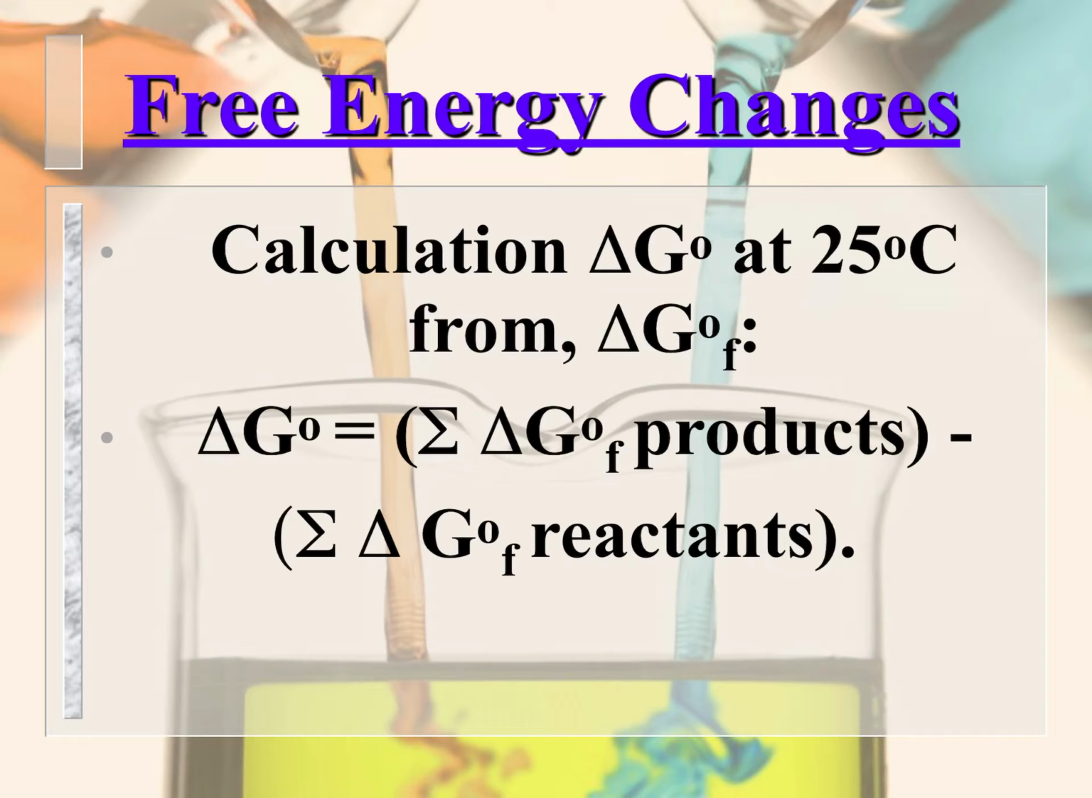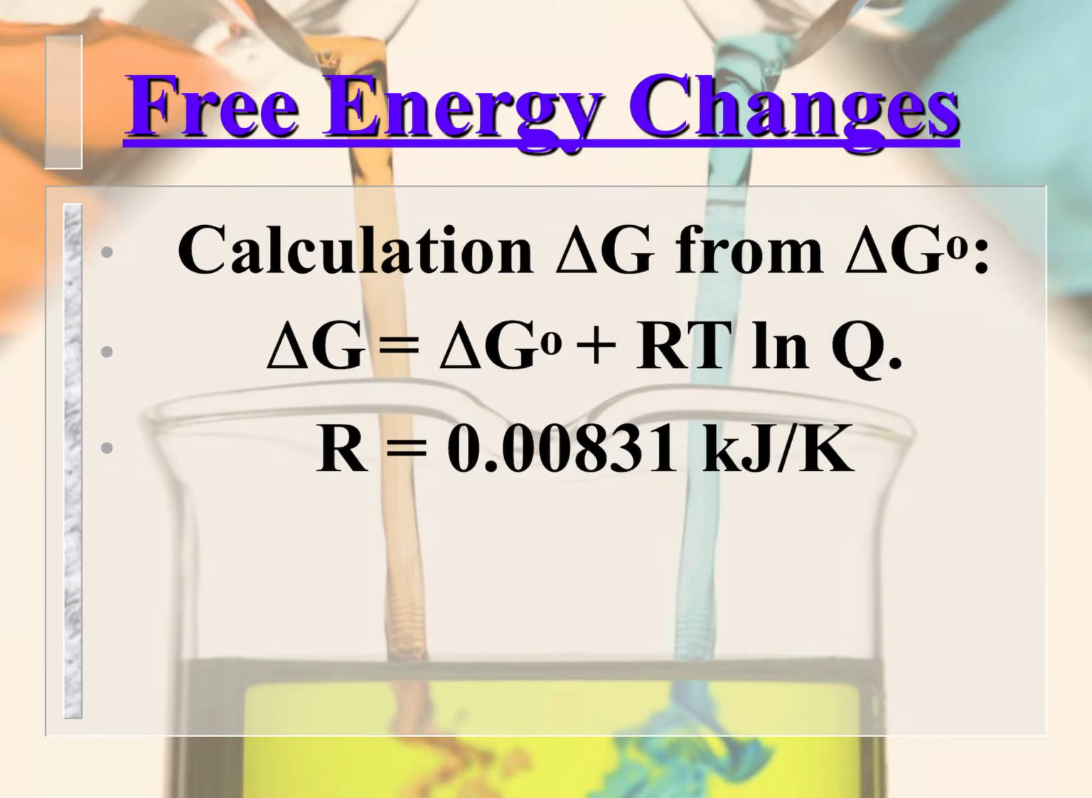But we would do this the same way we did delta H of formation values. Again, the summation of the products minus summation of the reactants. And I'm not doing an example of that because we have done that sort of thing in the past. All right, calculation of delta G, which means what is the spontaneity under those conditions versus the spontaneity under standard conditions. There is a relationship there.